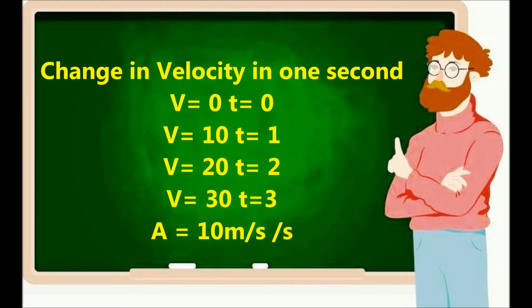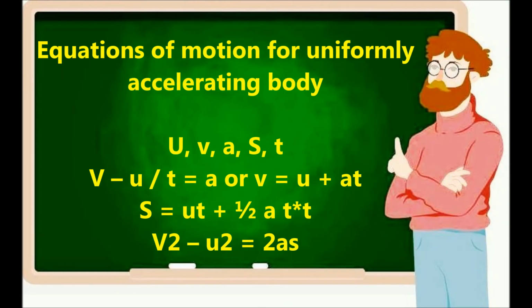So what is the change? It is 10. So acceleration, which is given the symbol A, is 10 meters per second squared. Why? Change in velocity is 10 meters per second, and it is change in velocity per second. So 10 meters per second is a change in velocity in 1 second. Is it clear? So I hope it's very clear. So now what are the equations? Before we start with the equations, what are the variables? We have initial velocity u, final velocity v, acceleration a, displacement, not distance, displacement s, and we have time t.